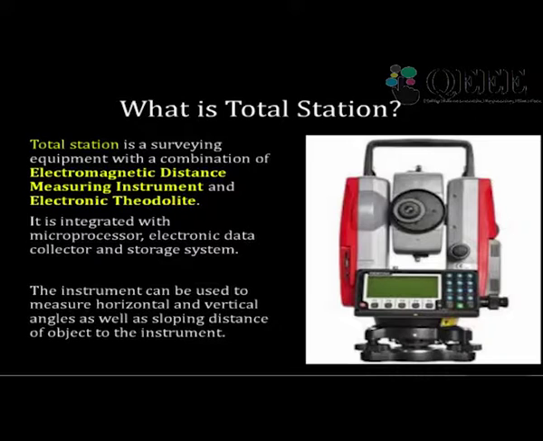The instrument can be used to measure the horizontal and vertical angles as well as the slope distance of an object to the instrument. Based on these three, horizontal and vertical angles and slope distance, we can calculate the horizontal distance between the two objects. In any surveying work, we are interested in measuring the horizontal distances. That can be deduced from slope distances.